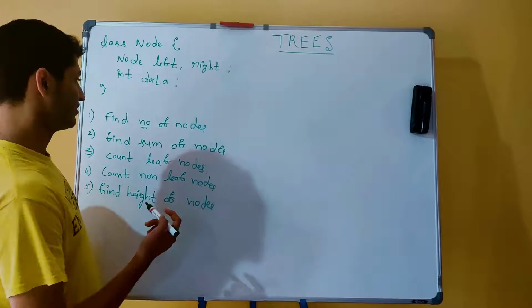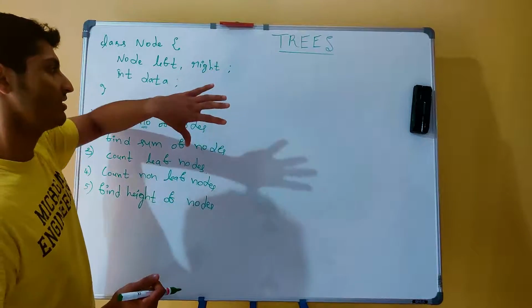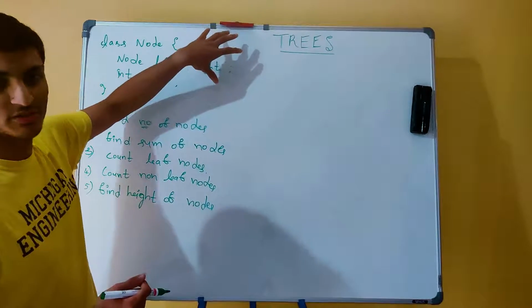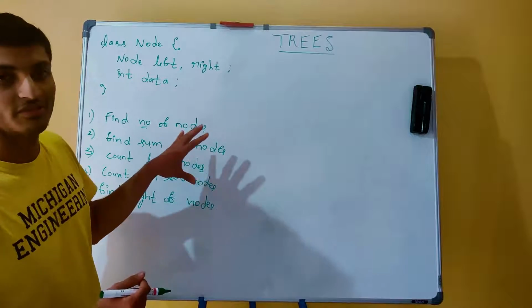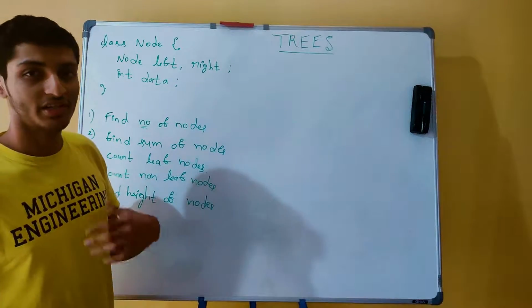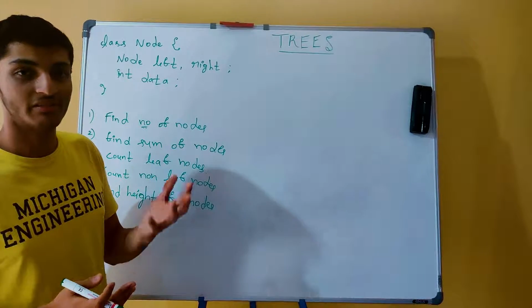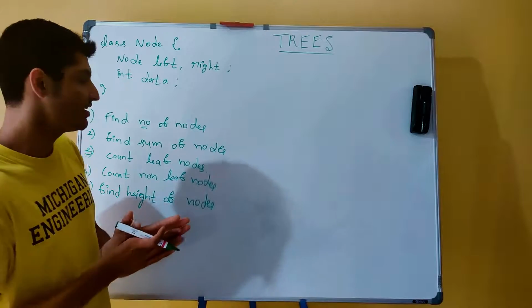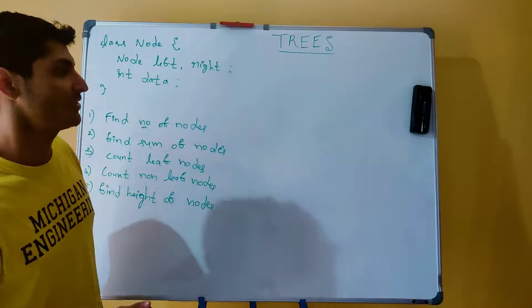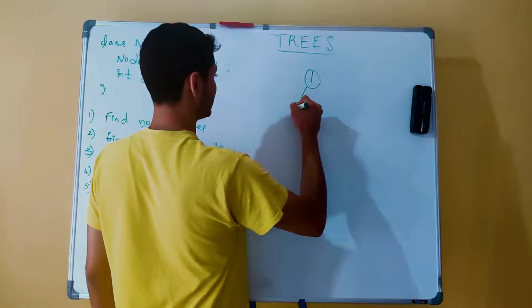Let's start with the very basics: how we represent the tree and how each node is represented, and let's solve some basic problems and see how we can think intuitively in terms of trees to solve basic problems. Okay, so let me write a basic, very simple tree.